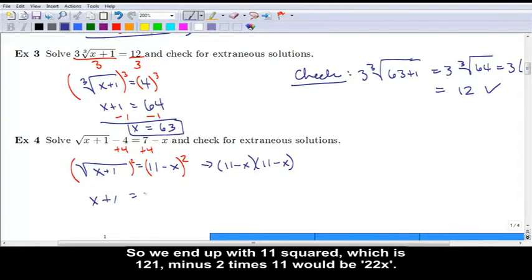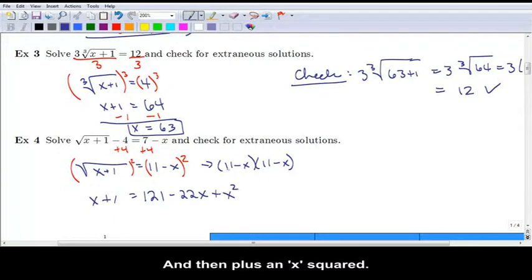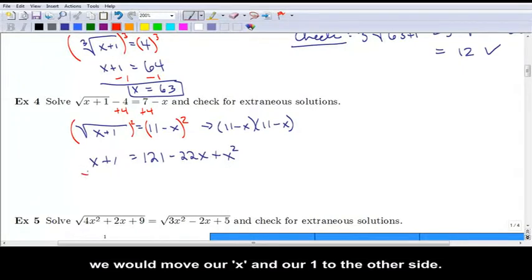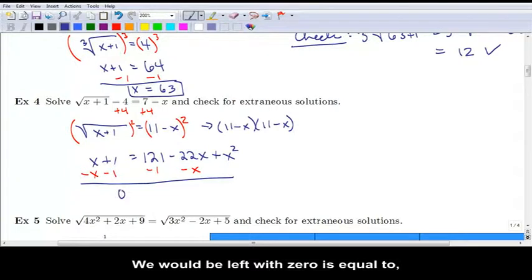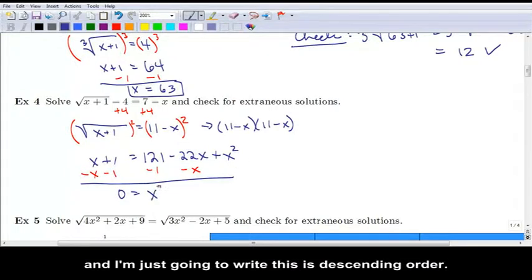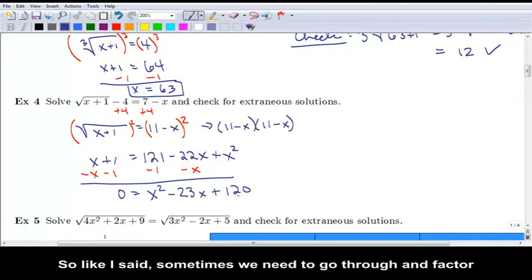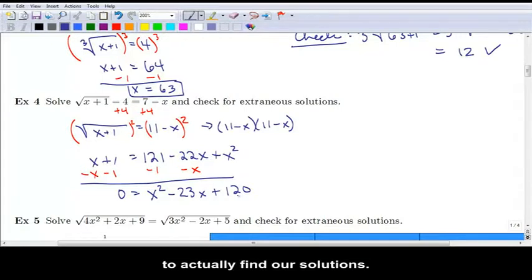So we end up with 11 squared, which is 121, minus 2 times 11 would be 22x, and then plus an x squared. So as far as solving algebraically, we would move our x and our 1 to the other side. We would be left with 0 is equal to, and I'm just going to write this in descending order, x squared minus 23x plus 120. So, like I said, sometimes we need to go through and factor to actually find our solutions.